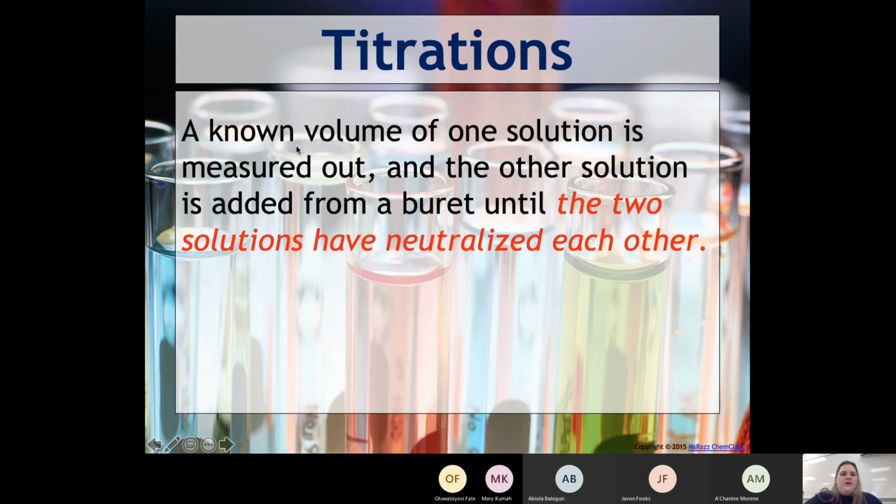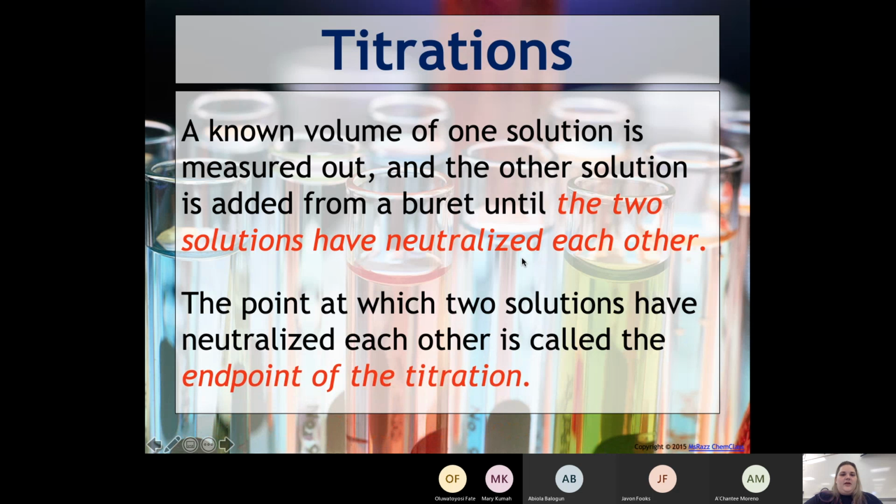So what you do, you measure out a known volume of the solution, and then you put the other solution in what we call a burette. That's a piece of lab equipment, and you're going to see a picture of it on the next slide. And you add it drop by drop into the other solution that's in a flask until they've neutralized each other. Now, we call that the end point because that means we're done. That means the reaction's over and the acid and base neutralized each other. So if you hear this term end point, they're talking about the fact that you've reached the end of the titration and the neutralization has occurred.